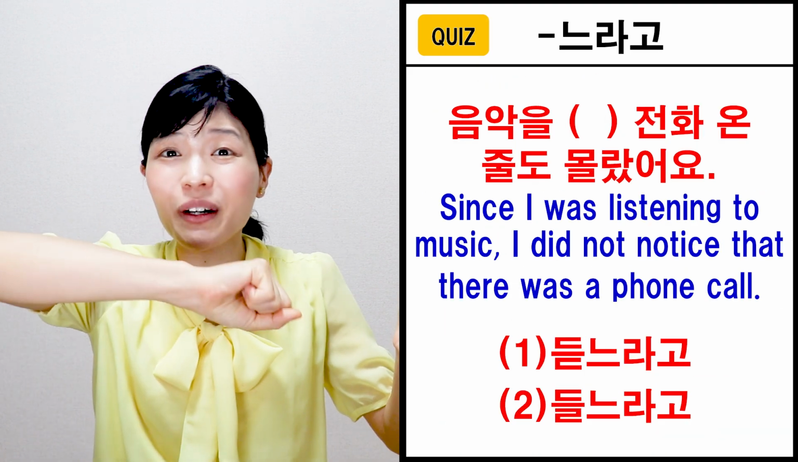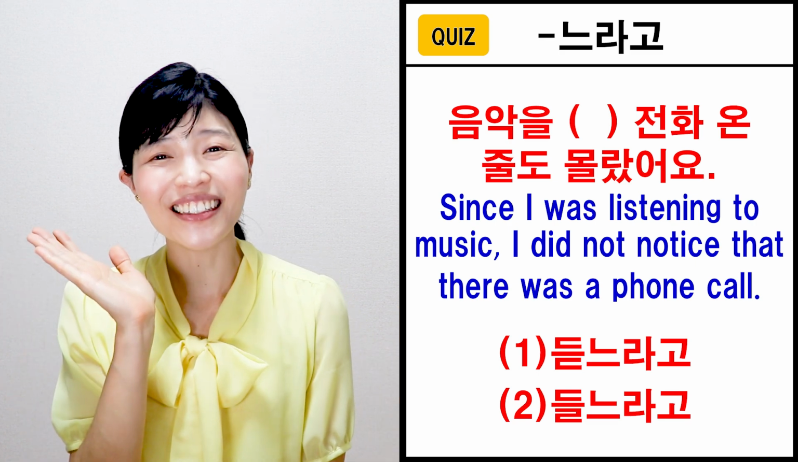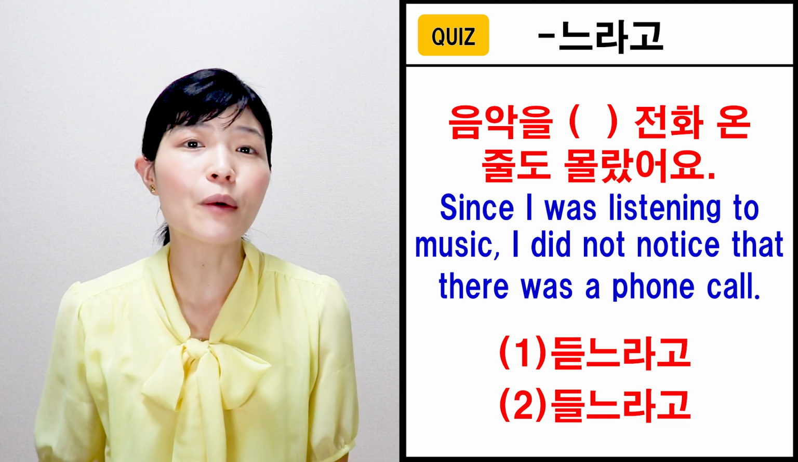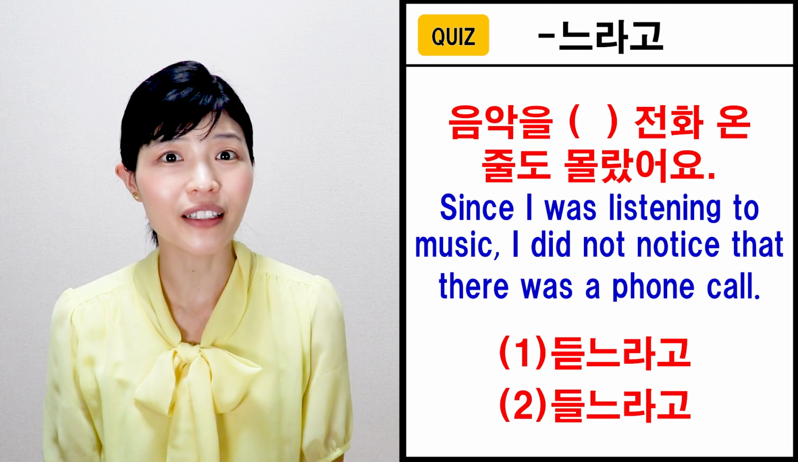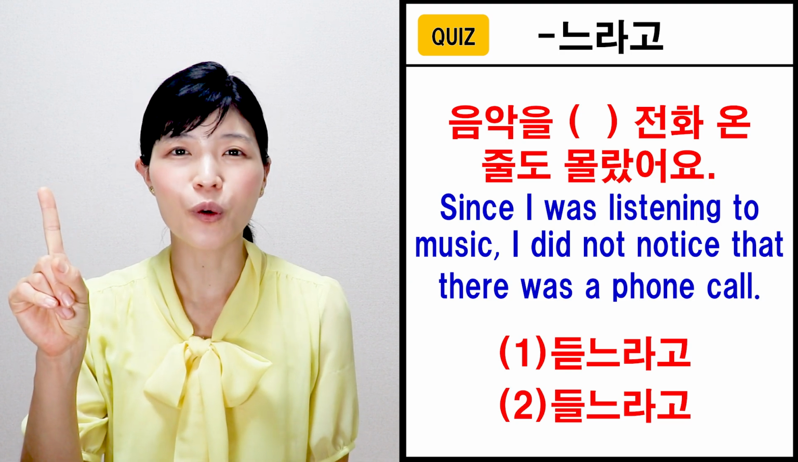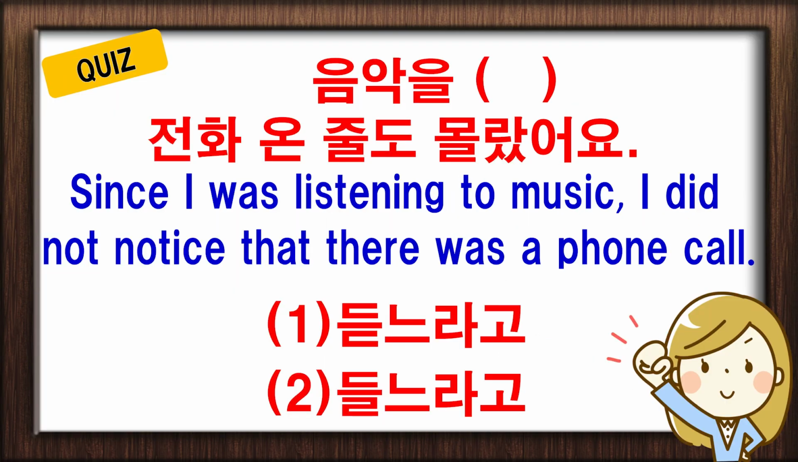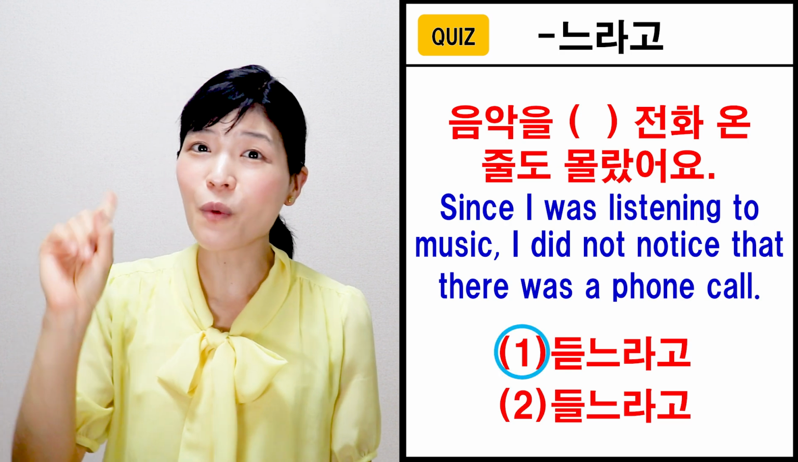Then let's deepen our understanding by taking some quizzes. Which one is the correct answer? 음악을 전화 온 줄도 몰랐어요. Since I was listening to music, I did not notice that there was a phone call. Number 1, 듣느라고. Number 2, 들느라고. The correct answer is number 1.